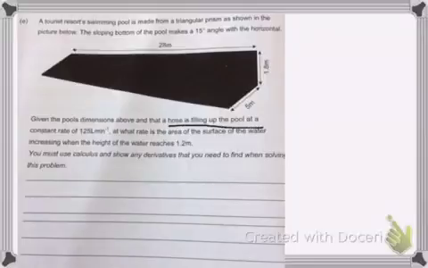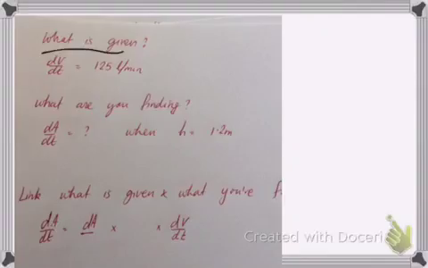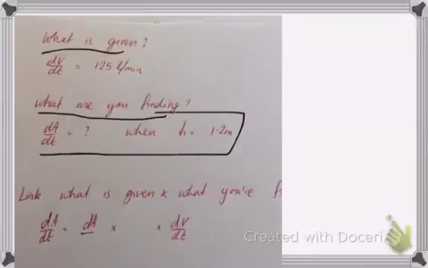the hose is filling up the pool at a constant rate of 125 litres per minute. And at what rate is the area of the surface of the water increasing when the height of the water reaches 1.2 meters? So the key is you want to find out what is given and what you are finding. So we knew it was dV over dt because it's the water being filled up with respect to time. Rate is always with respect to time. So I've got dV over dt is 125 litres per minute. And they asked you about how the surface area is changing when height is 1.2 meters. So from that we get this part here.